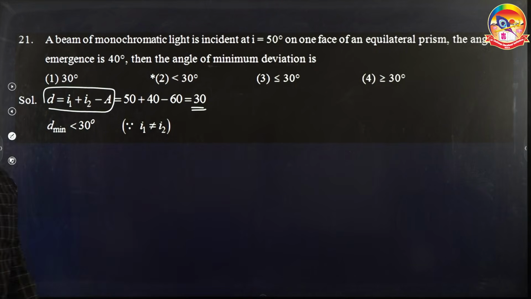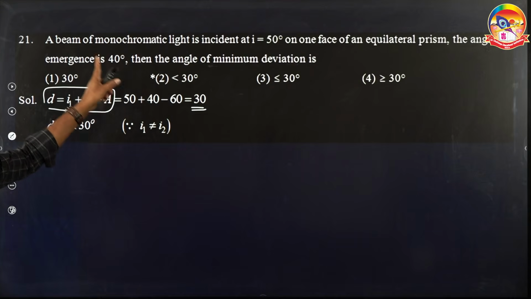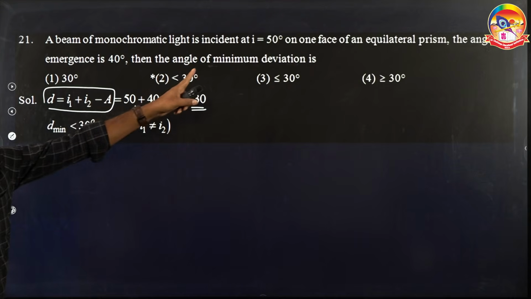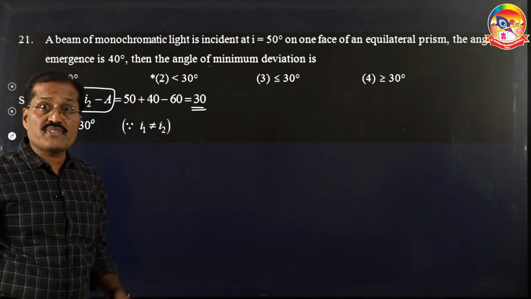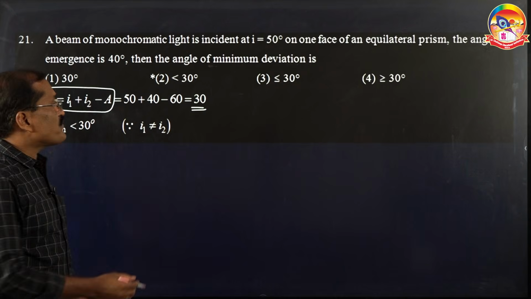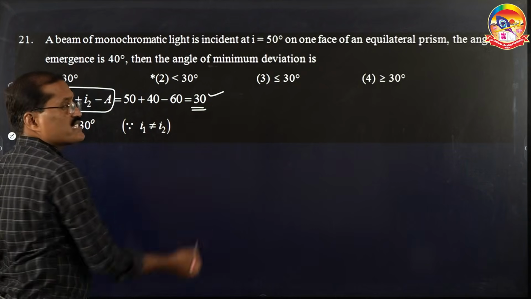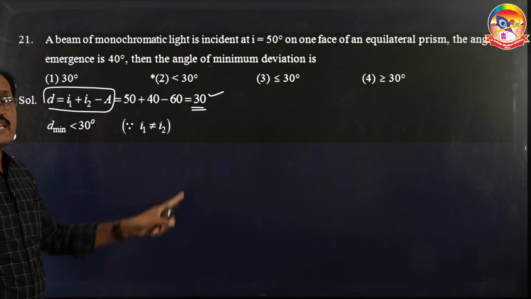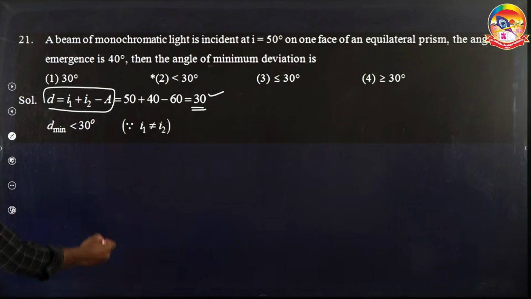It is not a minimum deviation, this is a deviation for a given angle of 50 degrees, and the angle of emergence is 40. They are not equal. If they are equal, only then the deviation is minimum. So therefore, the angle of deviation is 30, in the sense the angle of minimum deviation is supposed to be less than that of this, right. The answer will be less than 30.